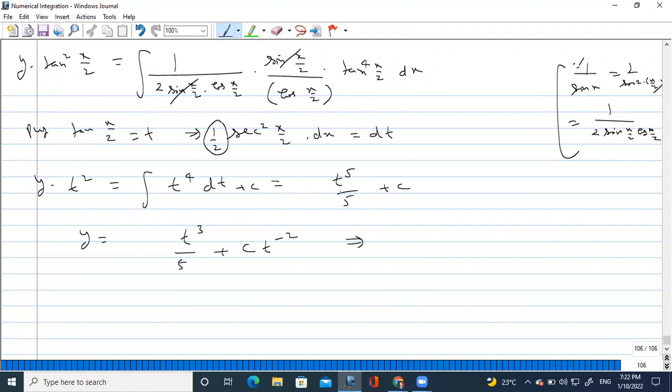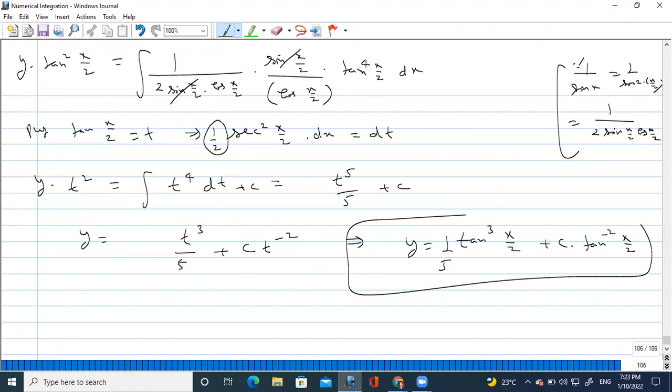Now put the value again back. What is the value of t? So y will be tan cube x by 2 by 5 and plus c into tan to the power minus 2 x by 2. So this is the answer. If boundary conditions are given, you can put that, you will get the value of c, then your final answer will be with you. Okay, so this is the benefit of boundary condition. Note down this.